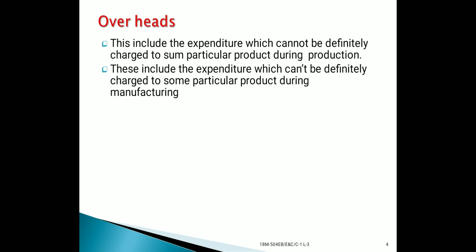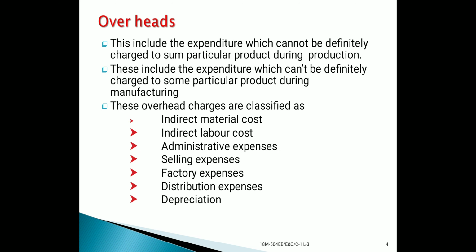Firstly, overheads. This includes the expenditure which cannot be definitely charged to some particular product during the production. So overheads means we cannot charge directly. During the manufacturing, we cannot charge a particular product.